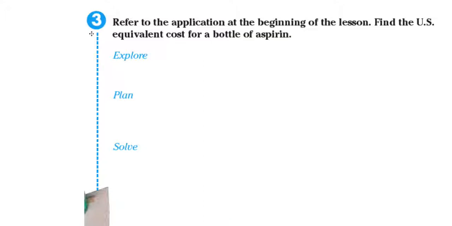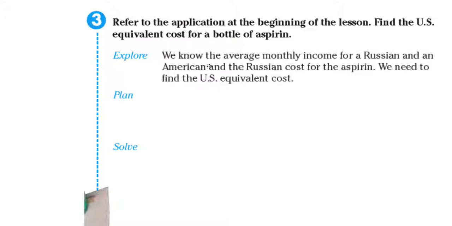And in example 3, we can use proportions to solve real life problems. Okay, so let's refer to the beginning of the lesson. Find the US equivalent cost for a bottle of aspirin. That's what we want to find. So we know the average monthly income for a Russian and an American, and the Russian cost for aspirin. That's what we know. We need to find the US equivalent cost.